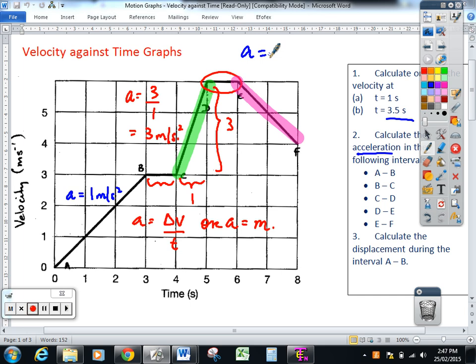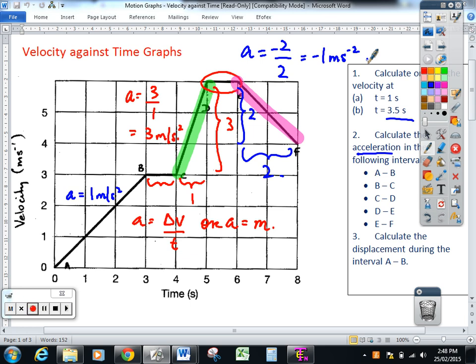Okay, so let's work out what the acceleration is in this part. Well, let's do it by gradient. Gradient is the easiest way. So vertical rise is 2 over horizontal run, which is also 2. And because it is negatively sloped, it's minus 2 on 2, which is negative 1 metre per second squared. Okay, are we okay with that?